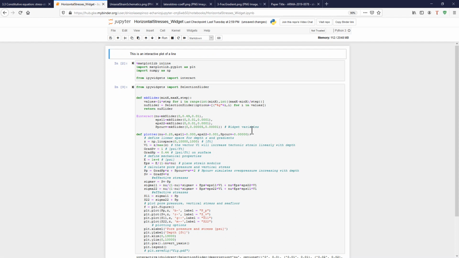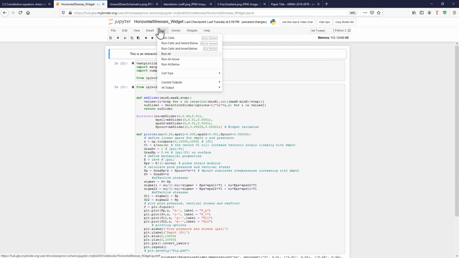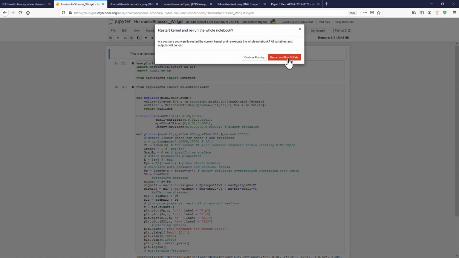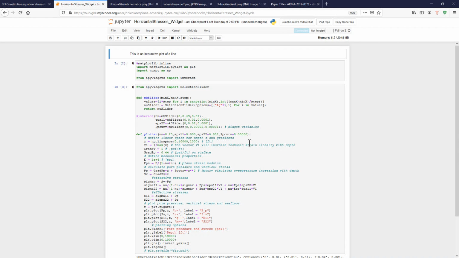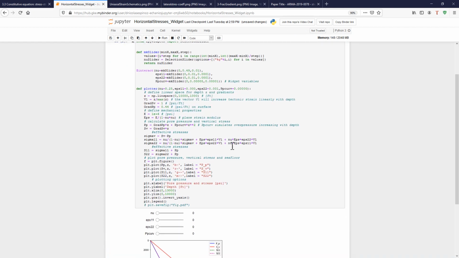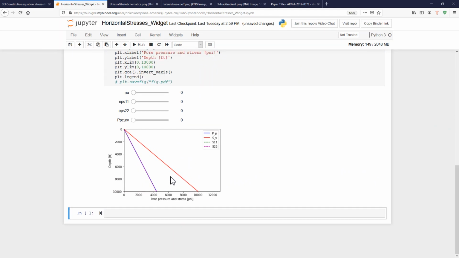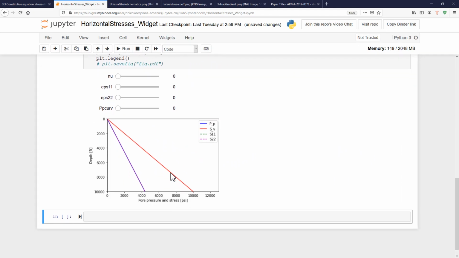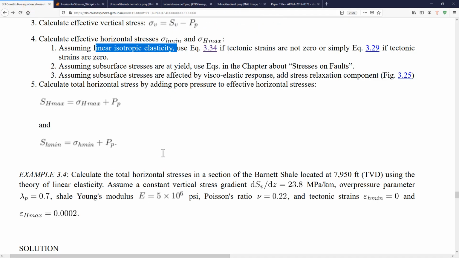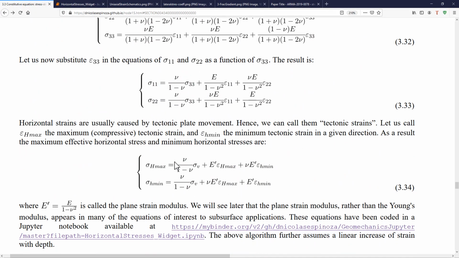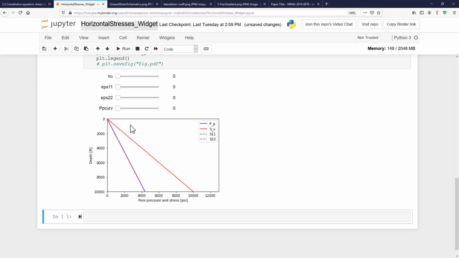Okay, it looks like this is good. Let me run this, and we're going to see what is the effect of Poisson ratio and tectonic strains. All right, so this is an interactive plot, an interactive code, in which again the only thing I did was to code these equations to calculate horizontal stress as a function of vertical effective stress.